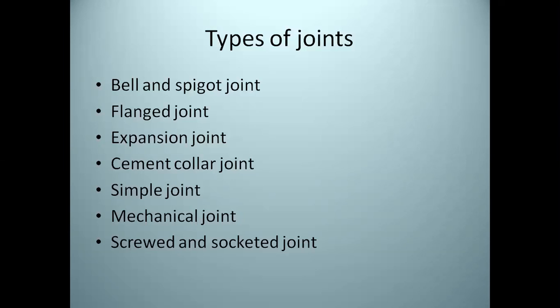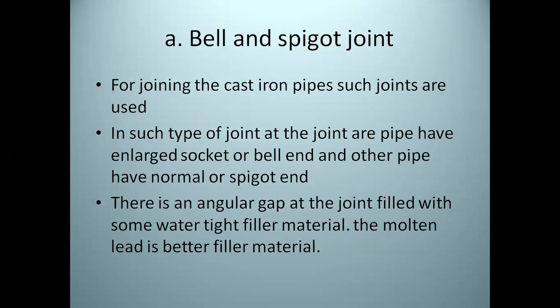Again, first is the bell and spigot joint, second is the flanged joint, third the expansion joint, fourth the cement collar joint, fifth the simple joint, sixth the mechanical joint, and seventh the screw and socket joint. Now we are going to discuss these types of joints one by one. First is the bell and spigot joint. Now see what that joint is.